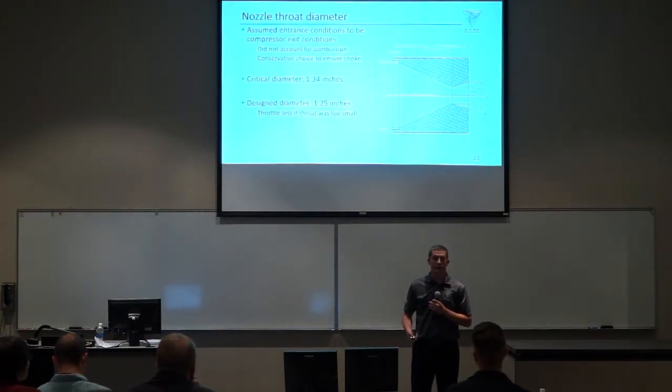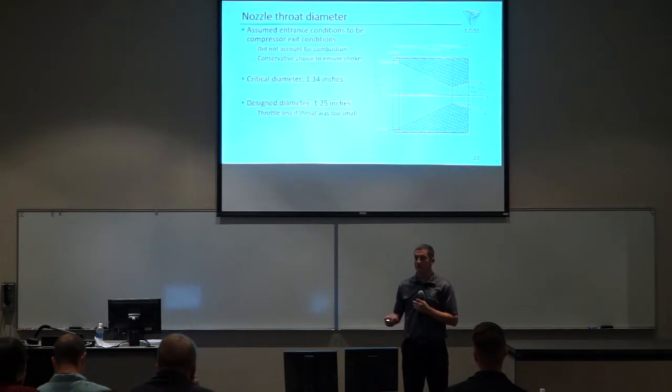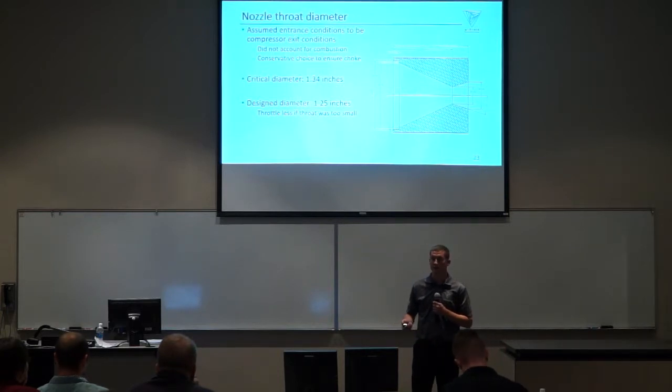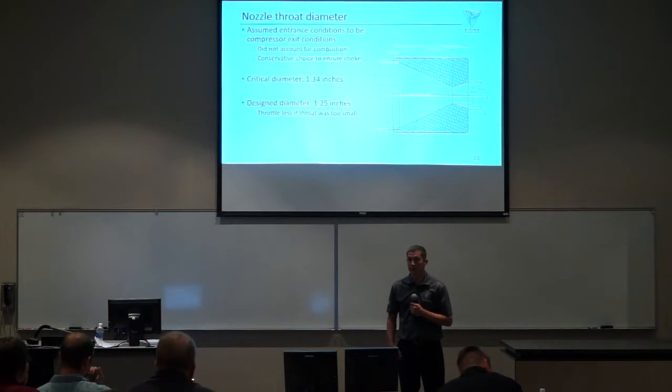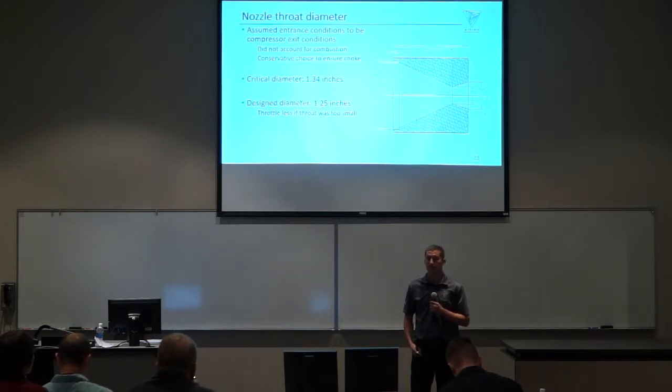So in determining the nozzle throat diameter, the assumption was initially made that the entrance condition of the nozzle for the flow would be identical to the compressor exit conditions. This obviously doesn't account for the energy added by combustion. This was a conservative choice that was made to ensure that the flow would choke.